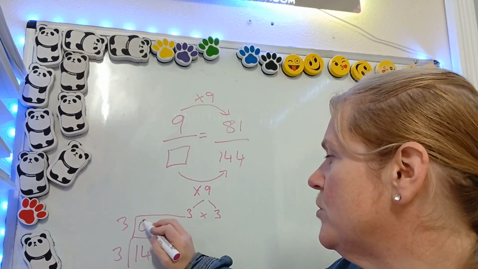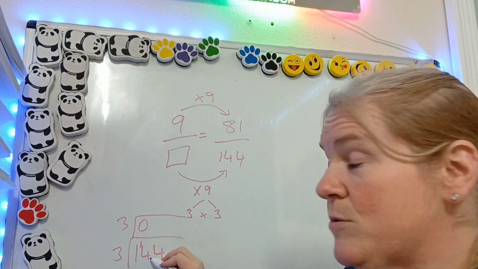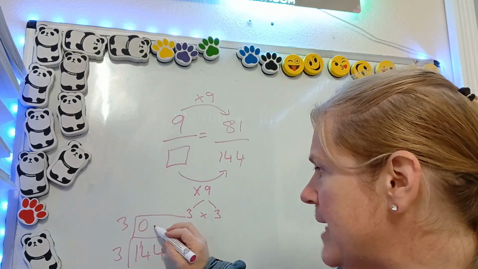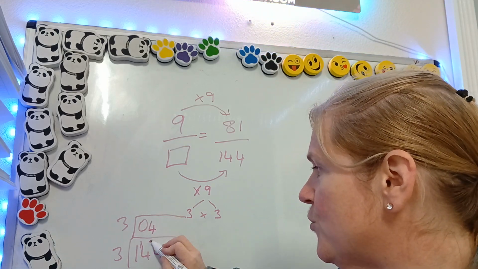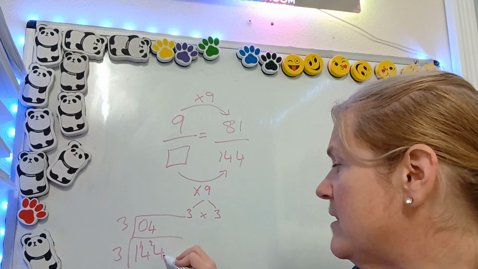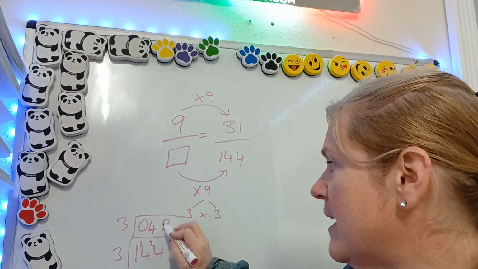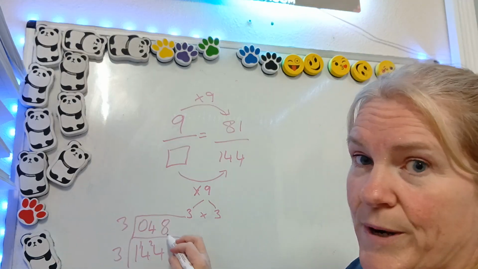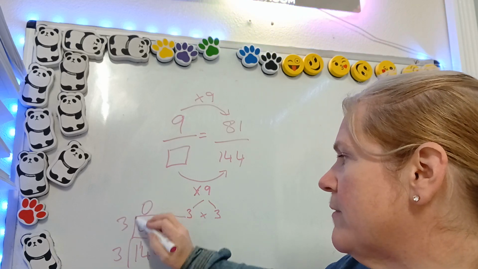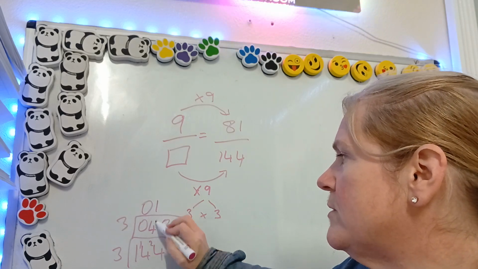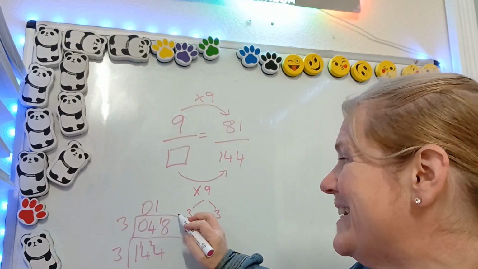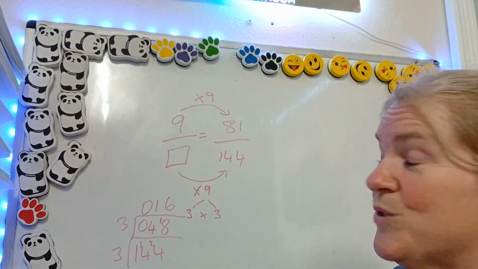3 into 1 doesn't go. Bring your 1 over. How many 3s go into 14? 3 times 4 is 12, and then there's 2 left over. 3 into 24 goes 8 times. And then we're going to do 48 divided by 3. So 3 into 0, definitely 0. 3 into 4 goes once, and then there's 1 left over. How many 3s in 18? 6. So the answer is 16.